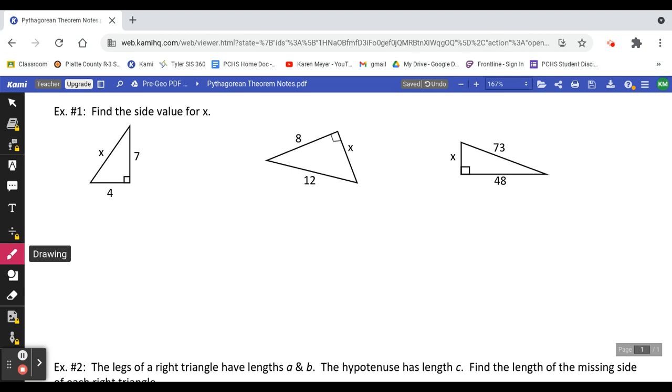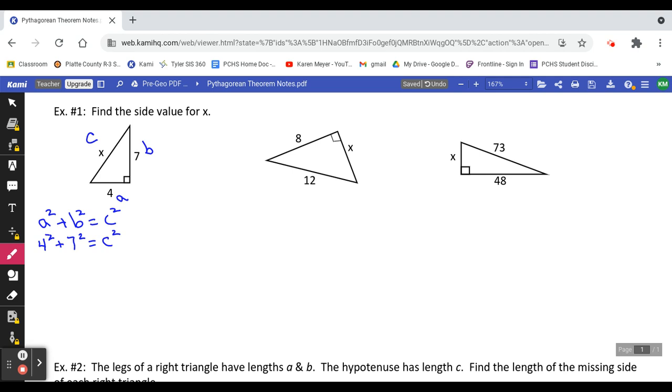Okay. I always start with C. So find your 90-degree box. Across from your 90-degree box is C. So that means X is C. So the other two sides are A and B. Doesn't matter which one you call what. So I'm just going to call A the 4 and B the 7. So remember our formula, A squared plus B squared equals C squared. So now plug in. So 4 squared plus 7 squared equals C squared.